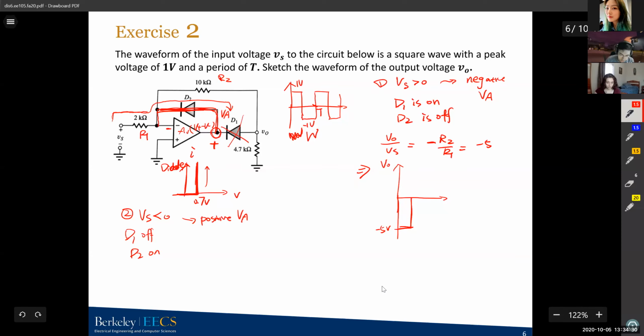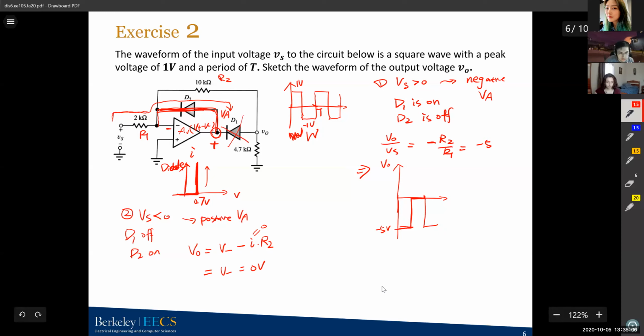There will be no current flowing through R2. So in this case, our V out will be V minus, the voltage at the negative terminal, minus I times R2. However, there will be no current flowing through R2, so I will be 0. It will just be V minus. And because of the virtual ground of the ideal op-amp, our V minus is also 0. So for Vs less than 0, or for negative Vs, we'll have 0 volts output.